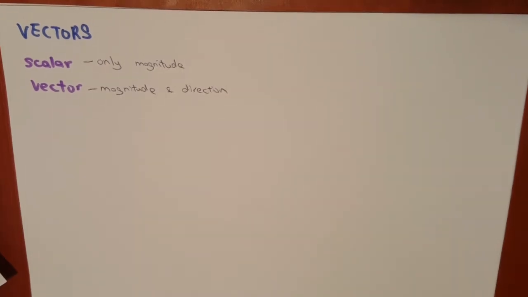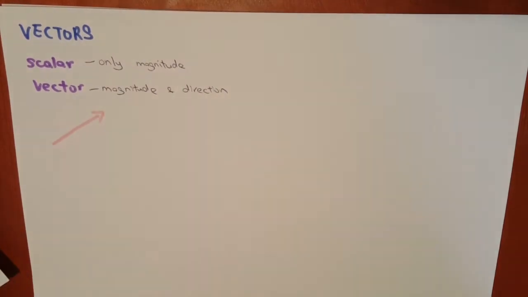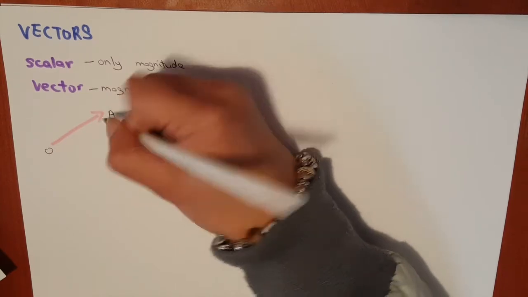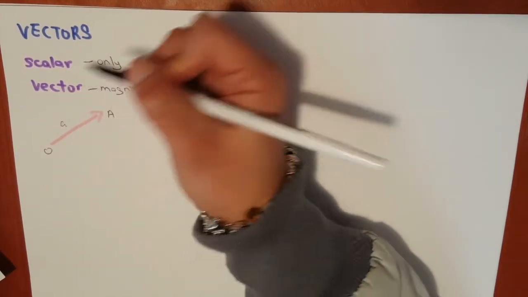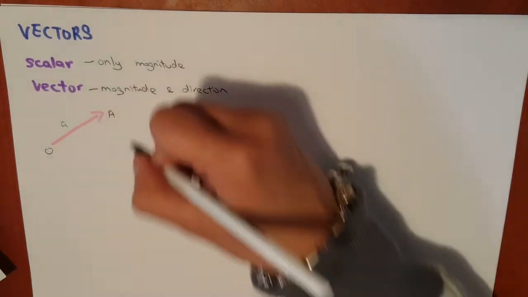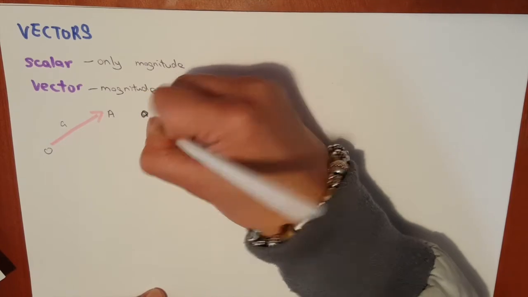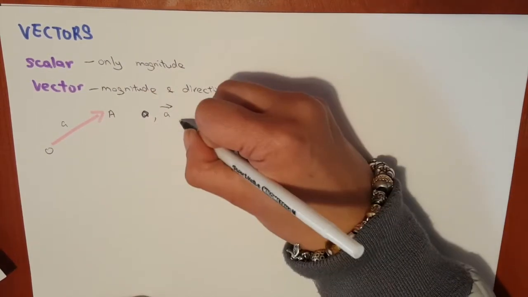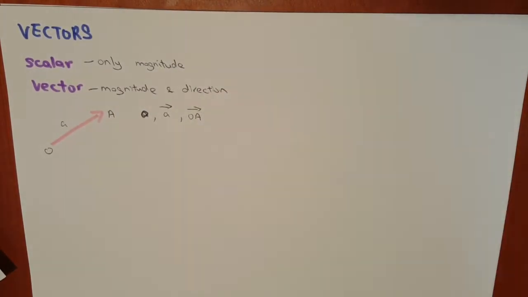For example, if we have an arrow here, let's say this arrow originates from O and it stops at point A. And let's say we call this vector A. So we represent vector A as a bold A in your textbook, or we can write it as an A with an arrow, that's fine, or we could write it as vector OA. So we write it this way.